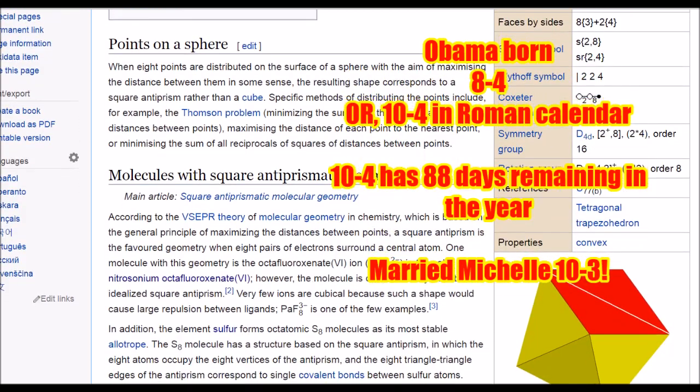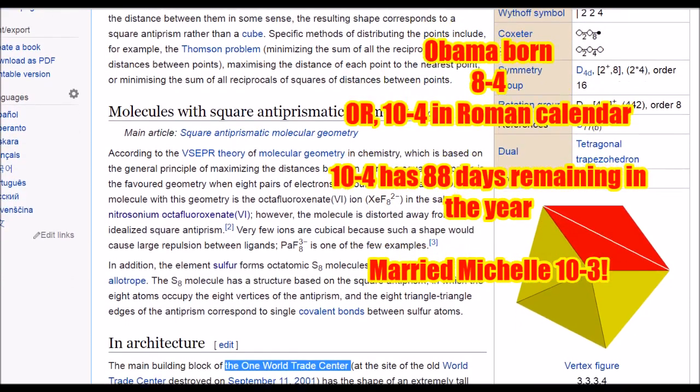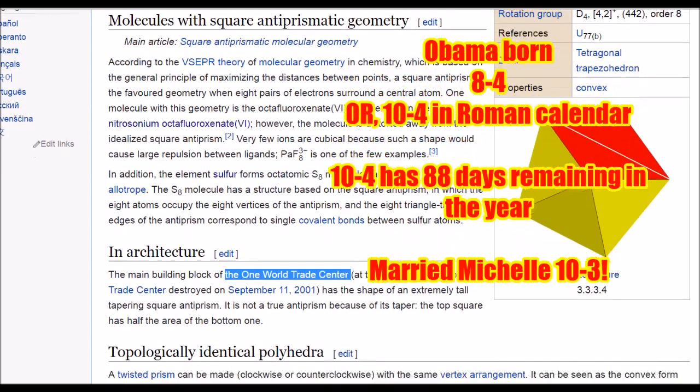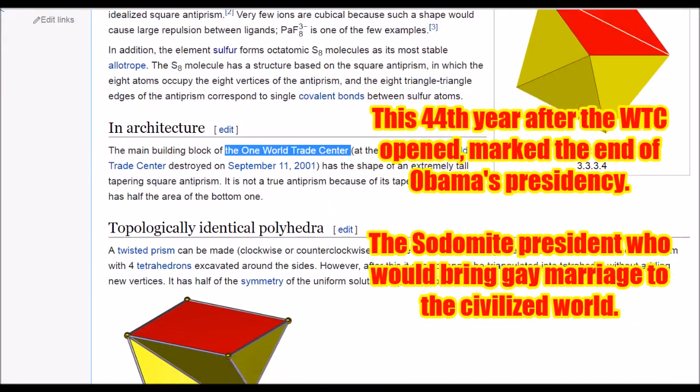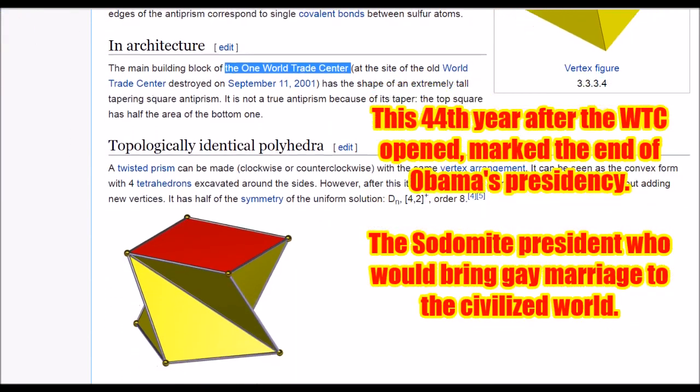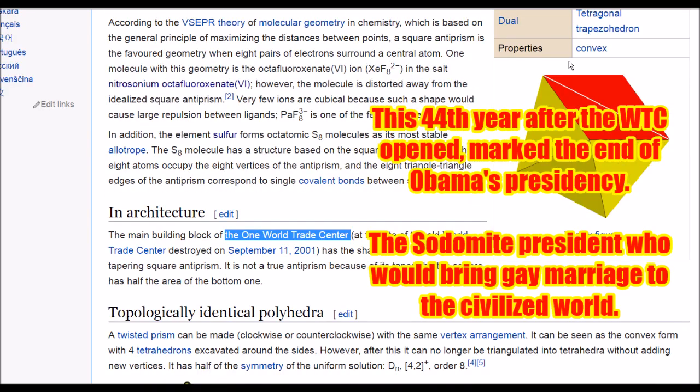We are at 44 years since the World Trade Center opened in 1973. Do you think this is an important year? I think so.